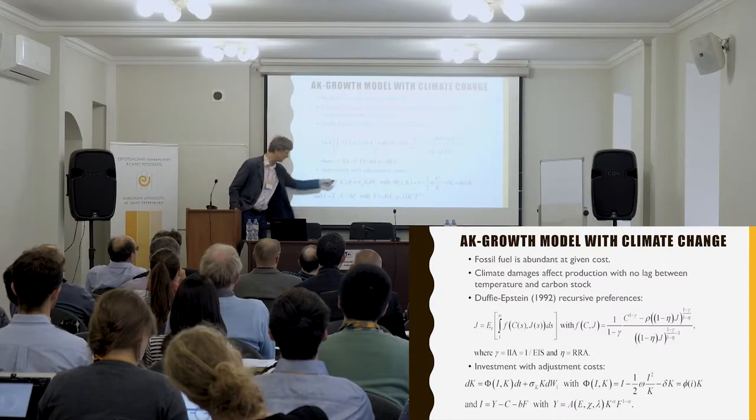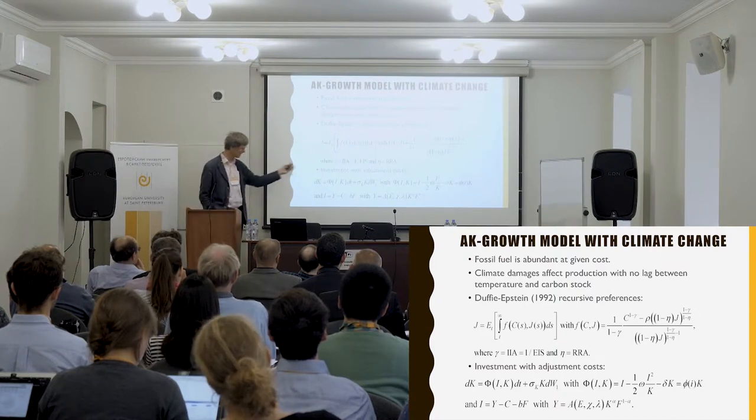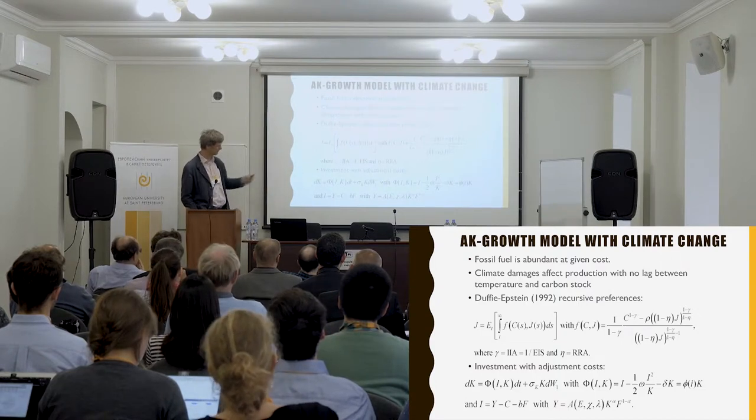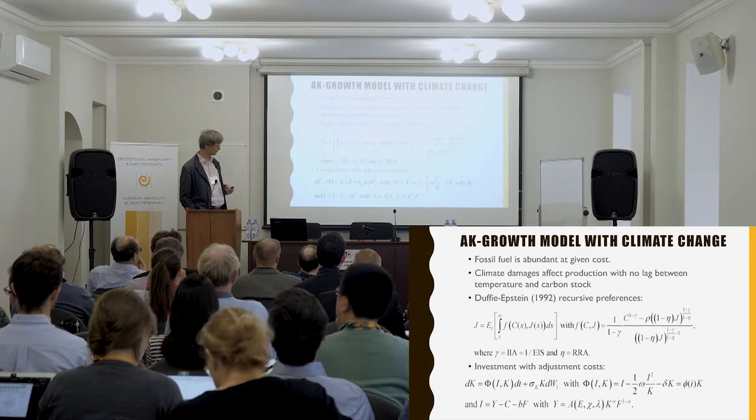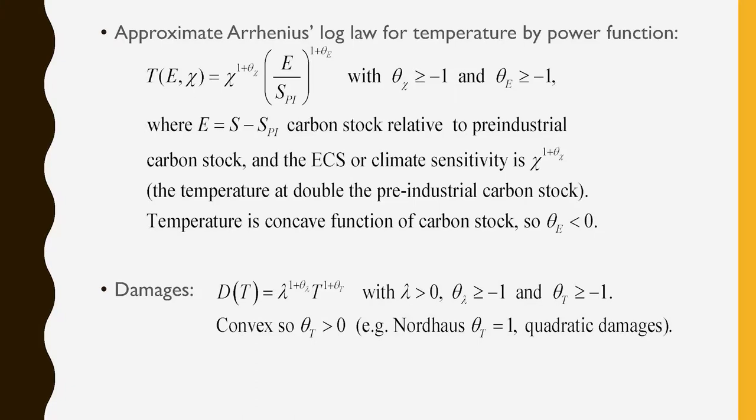And then there's a TFP function, and TFP depends on all kinds of shocks, like Ki and Lambda. Ki are the temperature shocks, Lambda are damage ratio shocks, and E is the stock of carbon in the atmosphere. So here is this approximation to Arrhenius' law. Don't look at the maps, it's not that important. It's not a logarithmic, but maybe it's like the theta E is negative, so it's a concave function, that's the crucial thing.